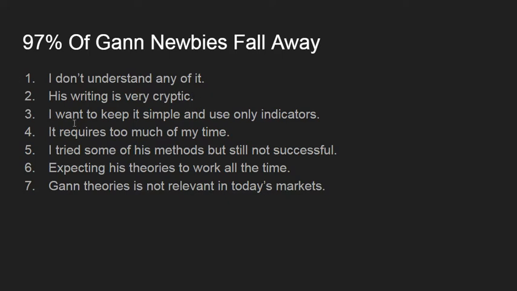Number three, I want to keep it simple and use only indicators. These are the guys who like the Golden Cross, the 20 goes over the 50, I want to buy. The RSI and stochastics are oversold, that's why I'm going to dip my toe and buy a small lot. The MACD just crossed over the zero line. They like it simple.